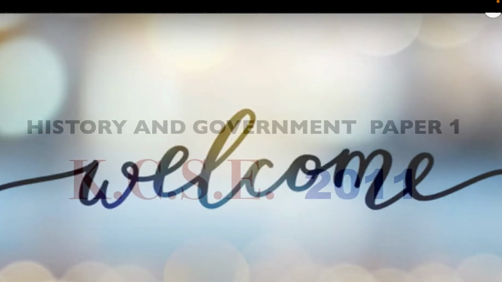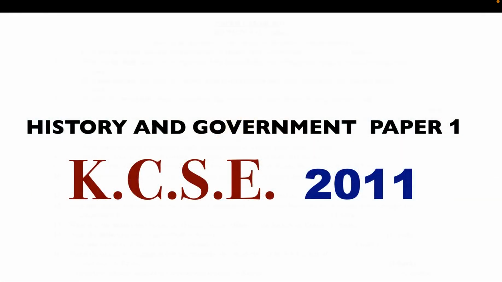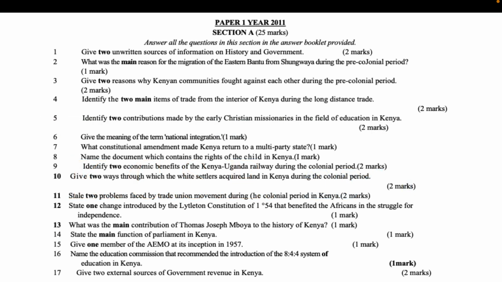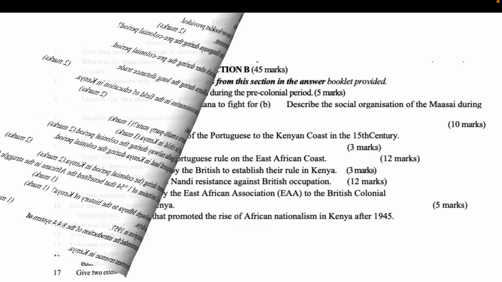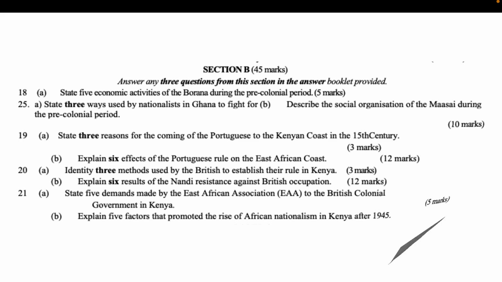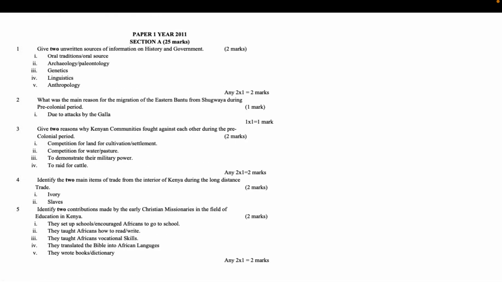Paper 1 Year 2011. Section A, 25 marks. 1. Give 2 unwritten sources of information on history and government. 2 marks. Oral traditions, oral sources. Archaeology, paleontology. Genetics. Linguistics. Anthropology. Any 2x1 equals 2 marks.